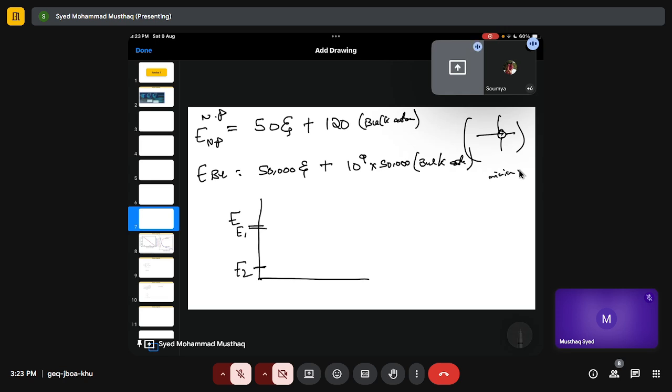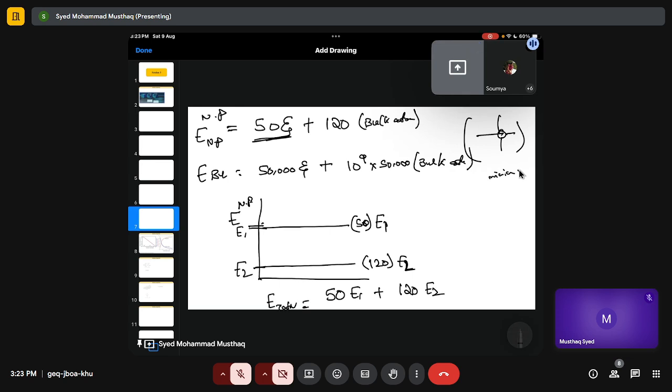E2 and E1. And this is for the nanoparticle. Because 120 atoms are here, so 120 times E2. And here we have 50 atoms which are at a higher energy state because of one bond being broken, so E1. Okay. Now, 50 E1 plus 120 E2. This is the total energy of the nanoparticle.